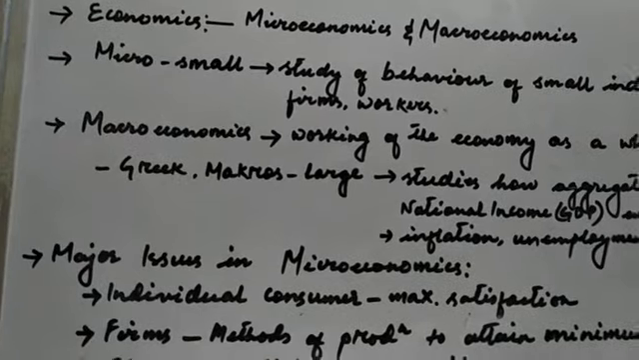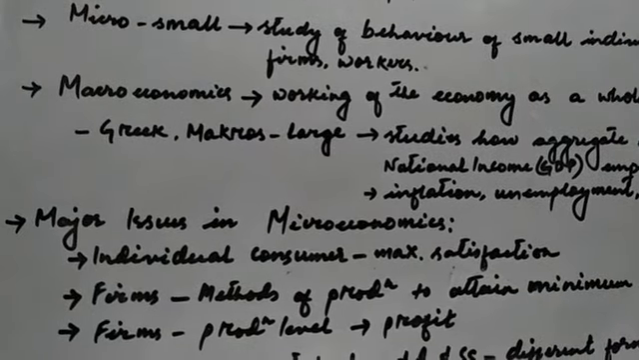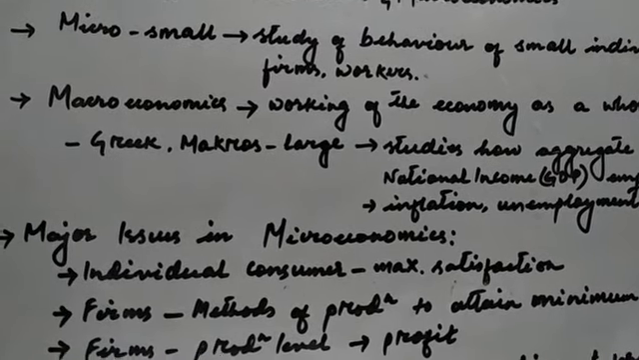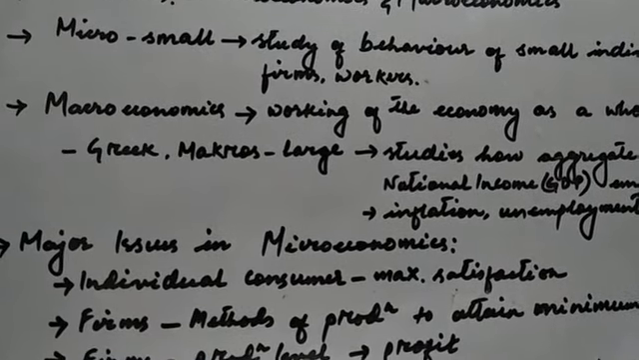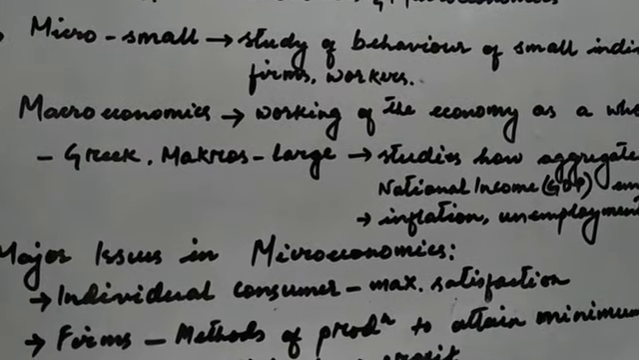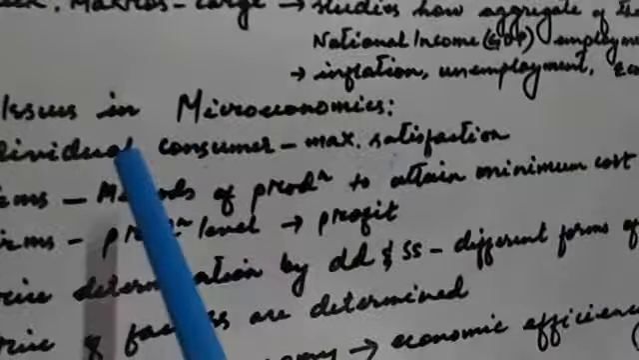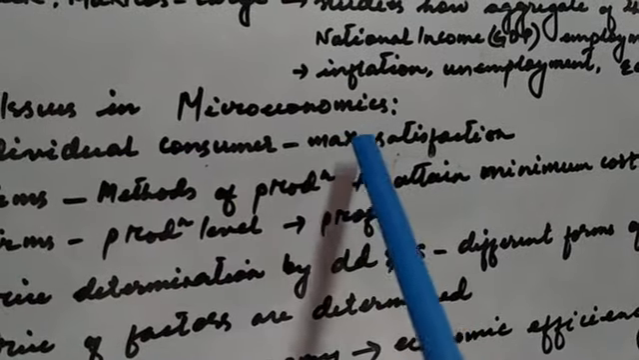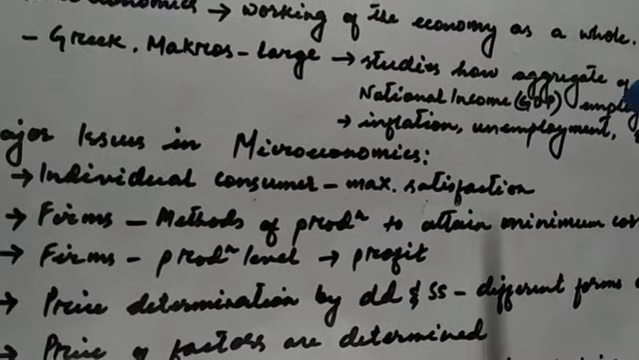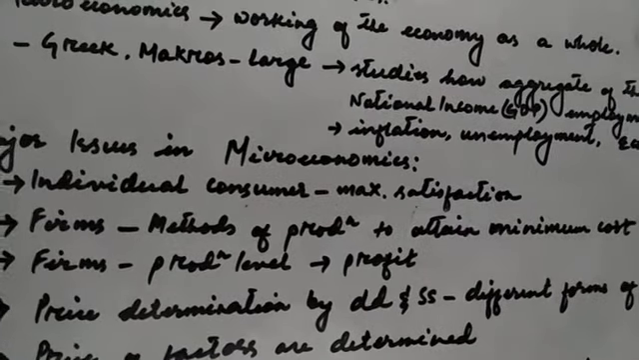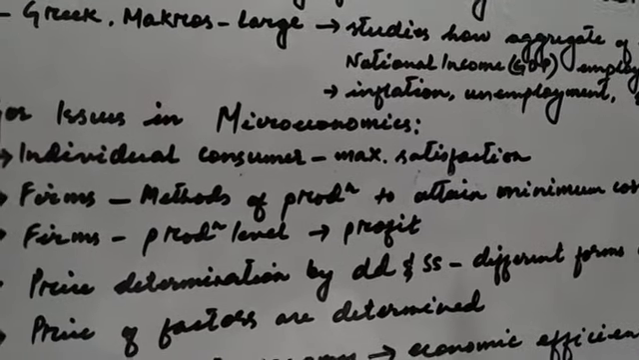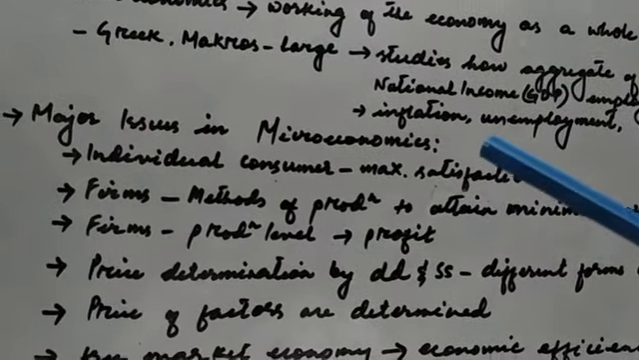The first important issue that we analyze in microeconomics is how individual consumers maximize their satisfaction by consuming different types of goods and services. We will study how individuals maximize their satisfaction by consuming different types of goods and services.